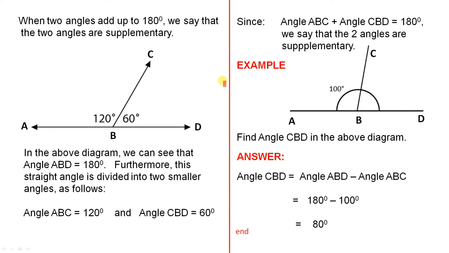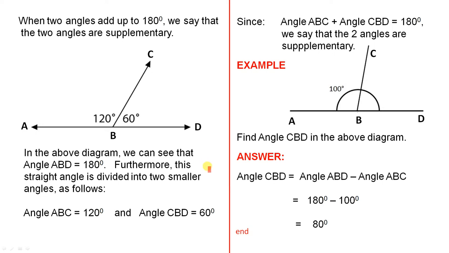When two angles add up to 180 degrees, we say that the two angles are supplementary. In the above diagram, we can see that angle ABD equals 180. ABD, that is the straight line.